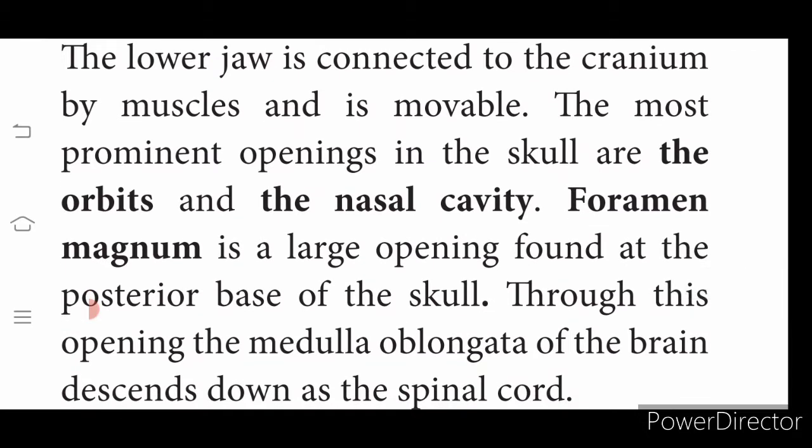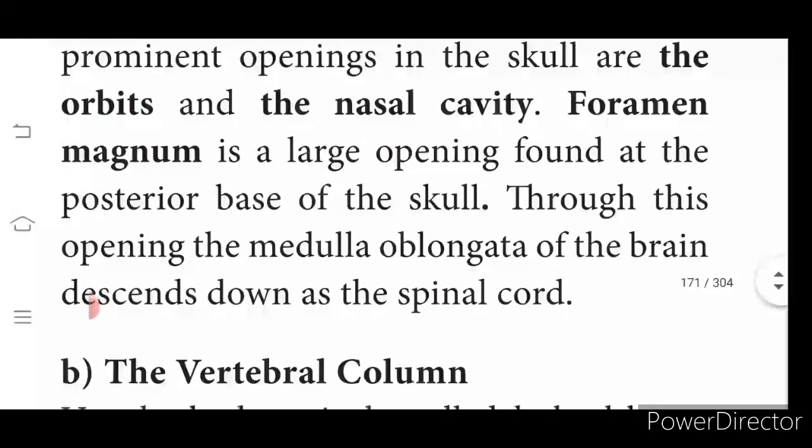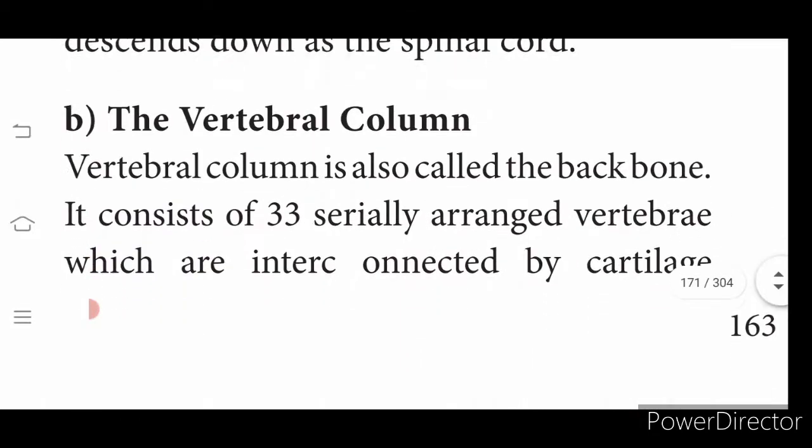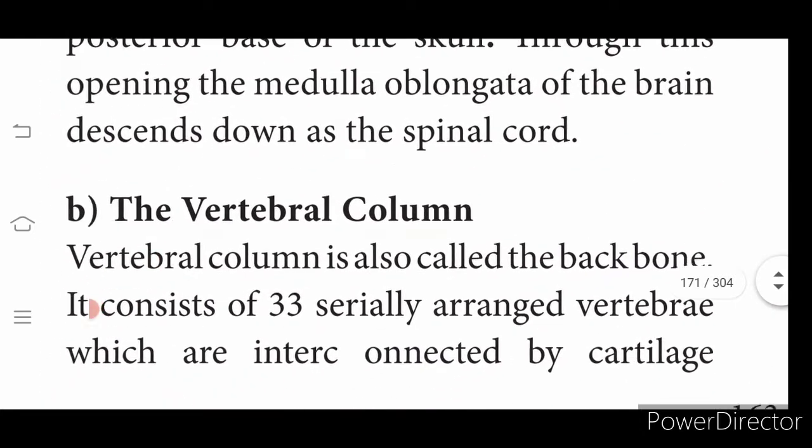The most prominent opening in the skull is called the foramen magnum. This foramen magnum helps in the continuation of the medulla oblongata, the extension of the brain, which continues as the spinal cord. That comes out through this foramen magnum.